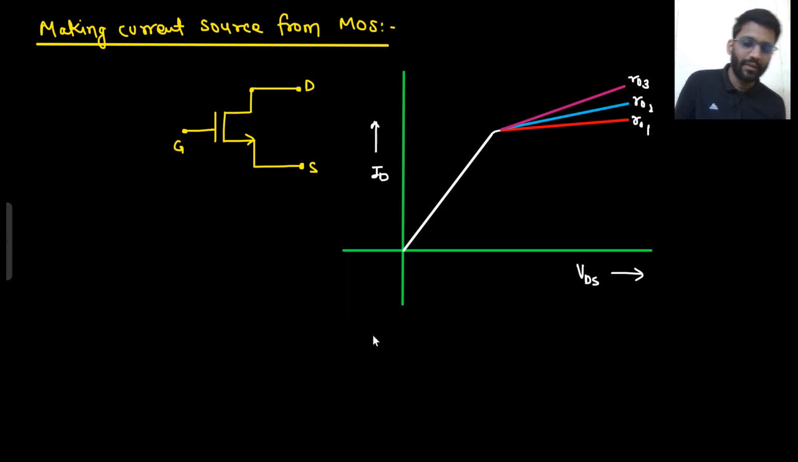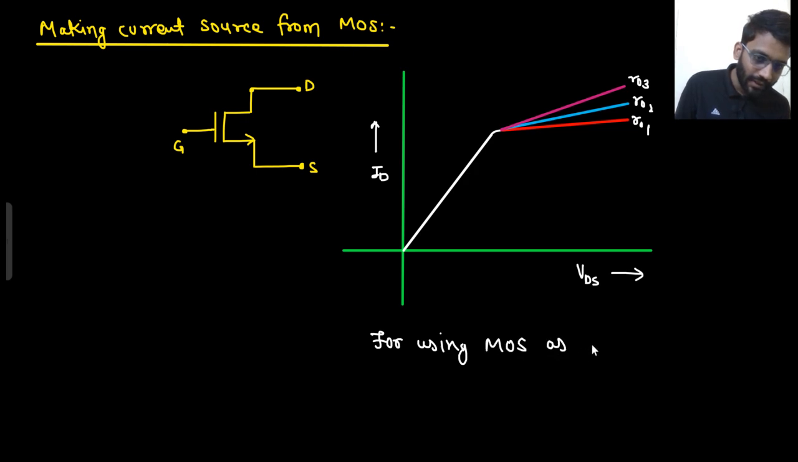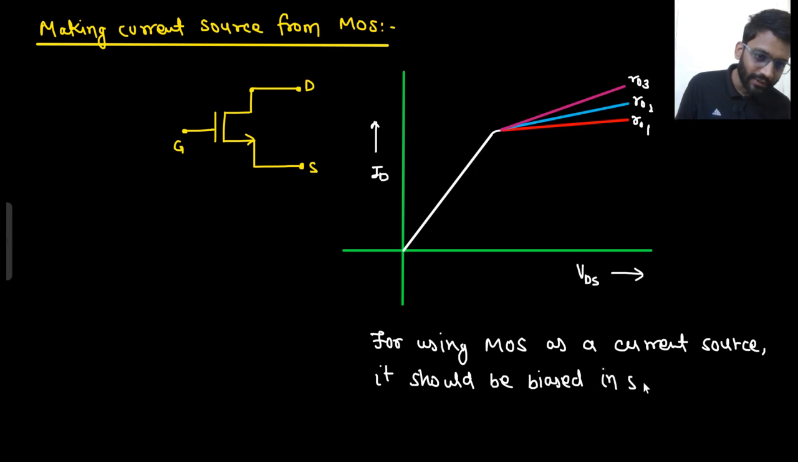So what is the point? For using MOS as a current source, it should be biased in saturation region. This is the saturation region.